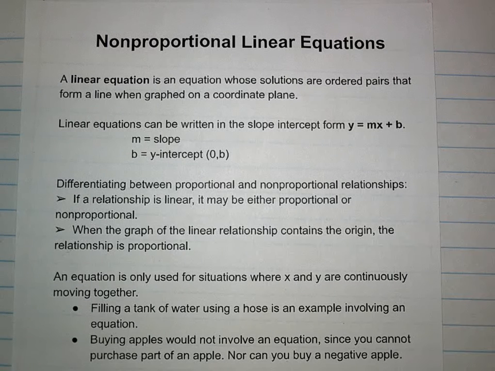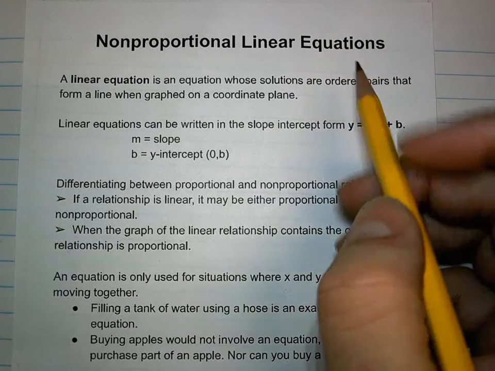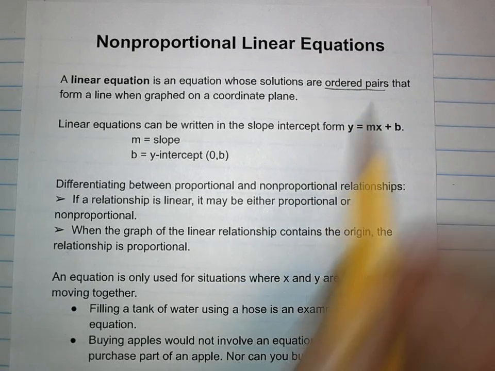So, a linear equation creates a line. If you had $2,000 in the bank and every month you took out $40, your equation would drop down, right? But it didn't start at zero because you had $2,000. We talked about proportional relationships. They start at zero, and they rise or fall based on that starting at zero. Whereas the non-proportional starts somewhere else. And that's what makes it different. So they create the solutions that are ordered pairs.